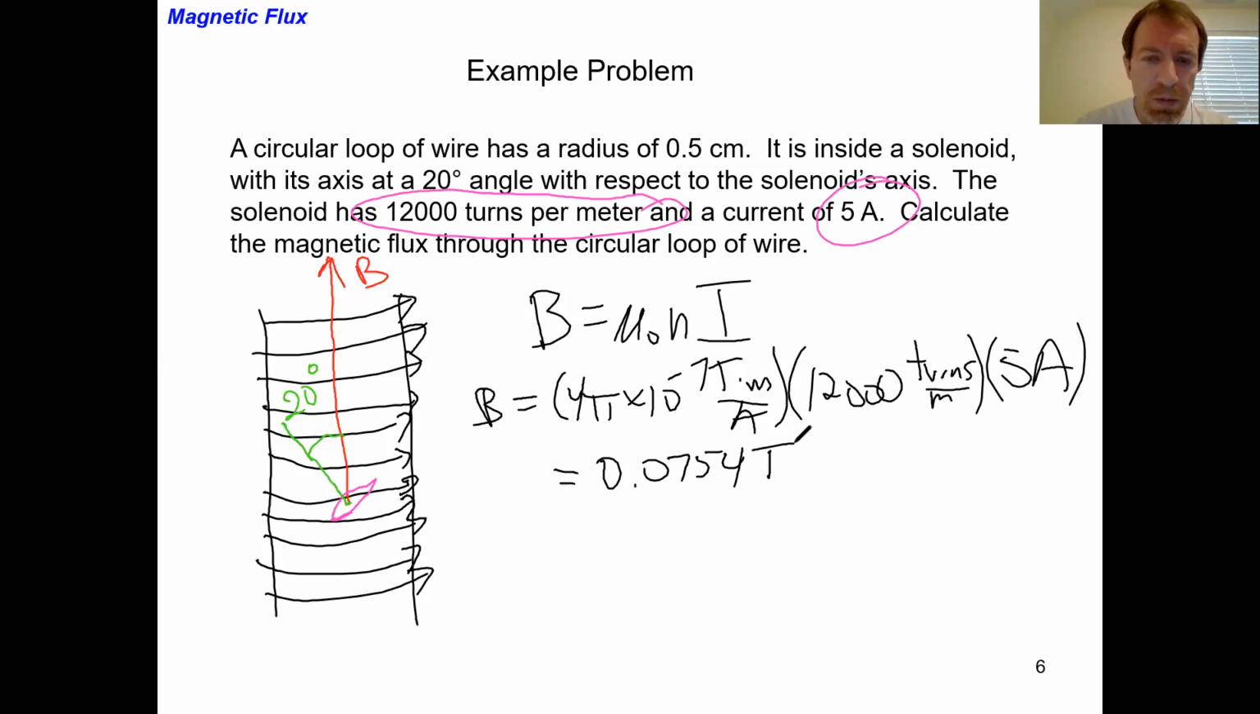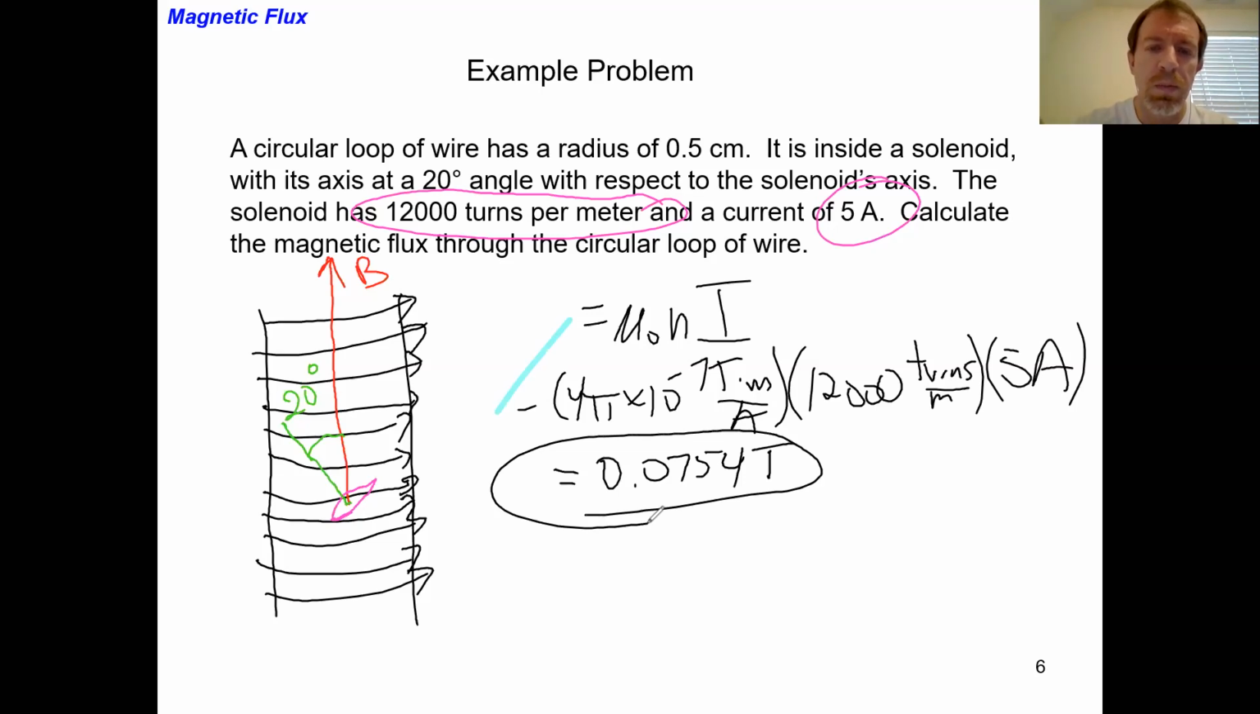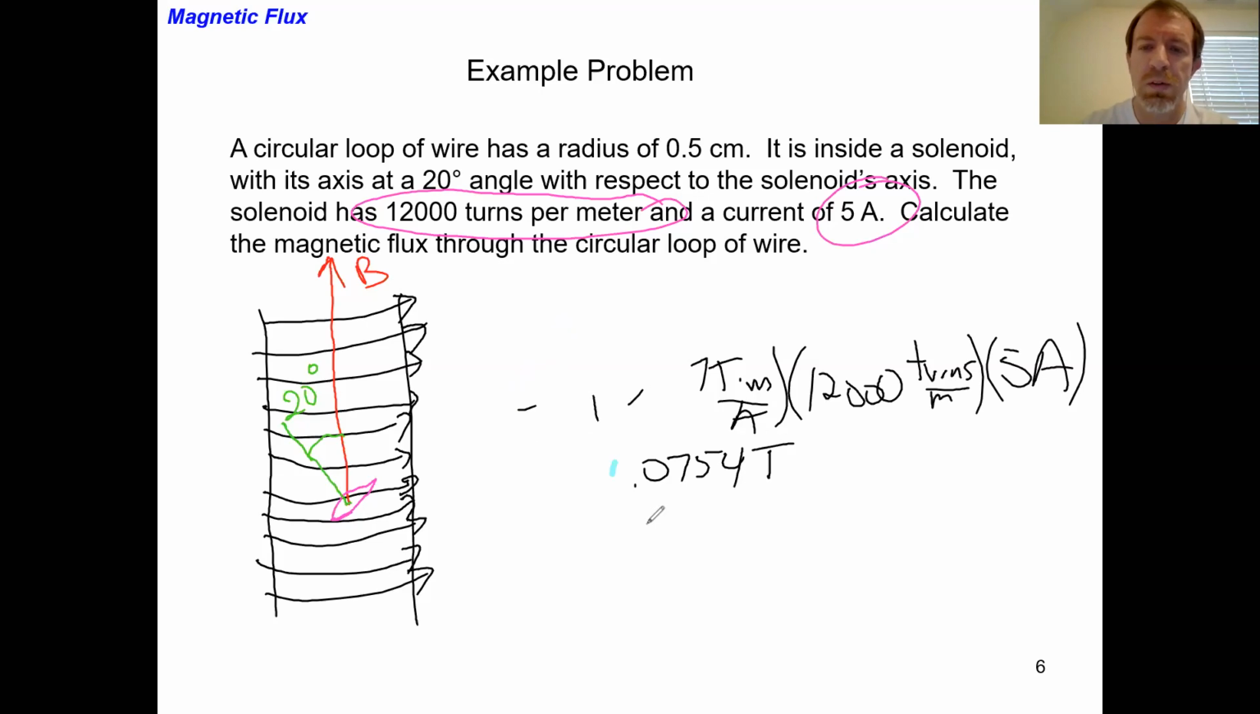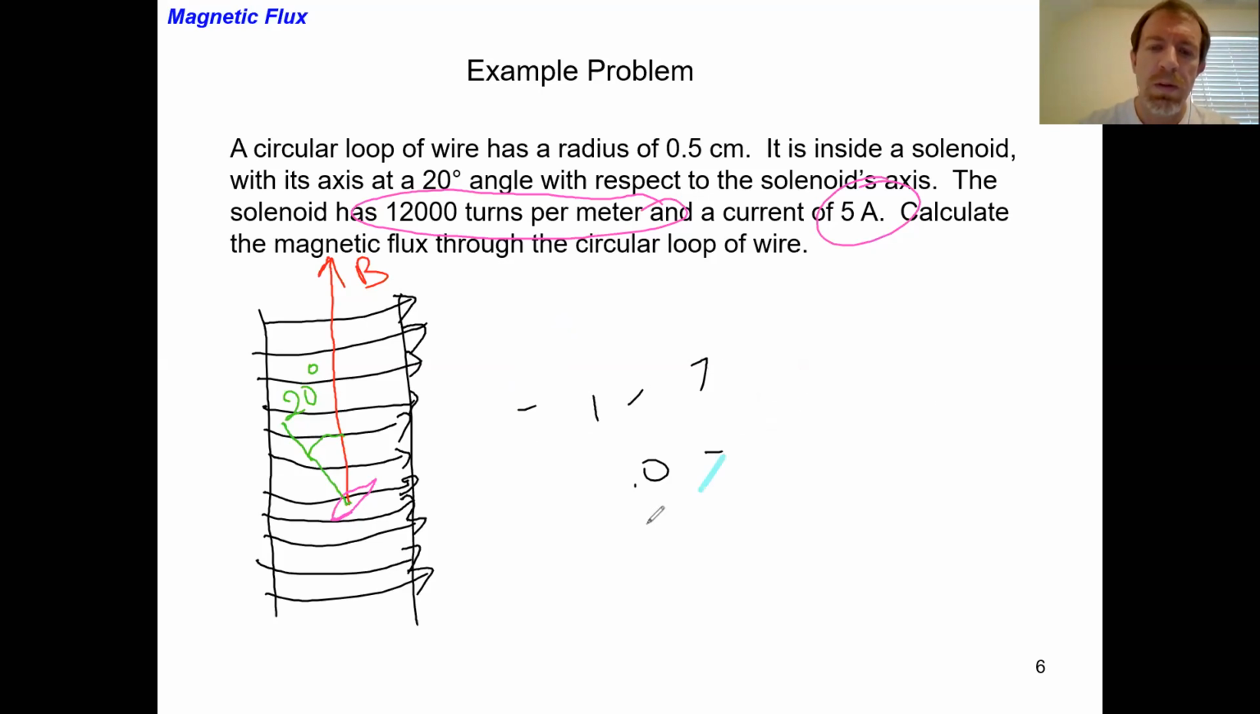Let's see, we've got our magnetic field, B is equal to 0.0754 Tesla. Let's give ourselves a little bit of space, so we'll hold on to that number. This is the worst eraser ever, my word. This is just like the whiteboard at school, right? Can't get it to erase.